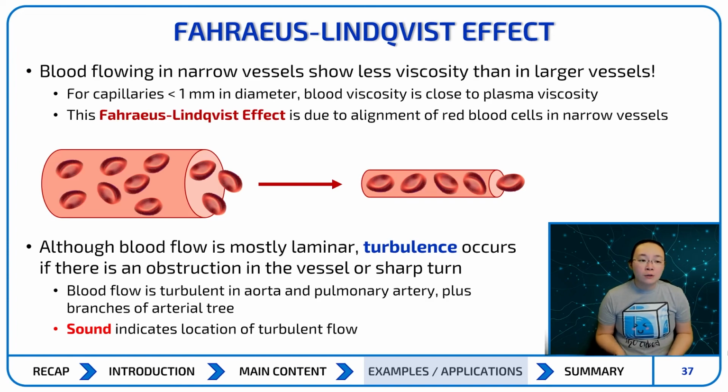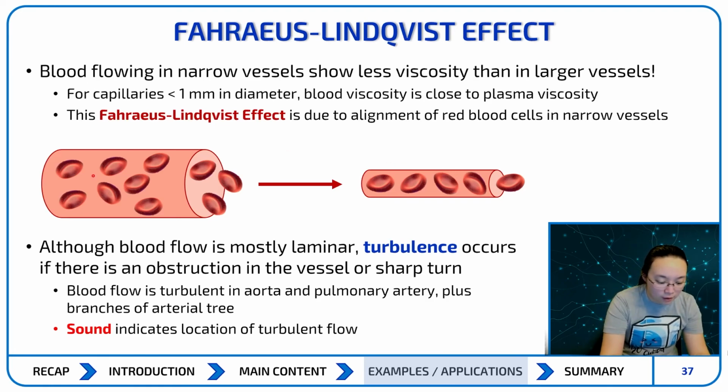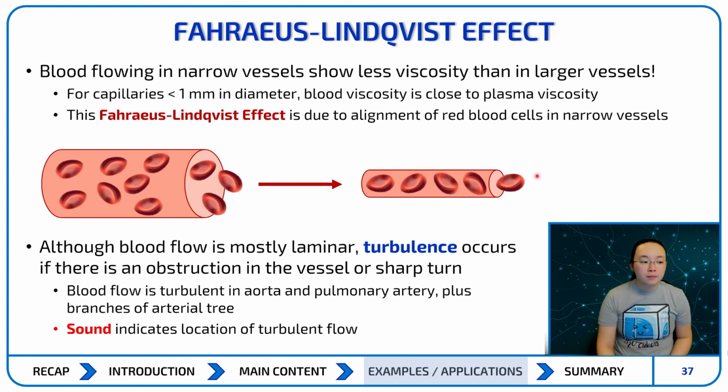But for capillaries that are smaller than 1 millimeter in diameter, they are so tiny that essentially all of your red blood cells flow or fall into one line. And then your blood viscosity becomes very close to plasma viscosity, because there's only so much movement that's allowed in a very small capillary. This effect is due to the alignment of red blood cells in narrow vessels. So you can kind of see how all of them are more disordered over here, and eventually they line up and flow in a small tube.